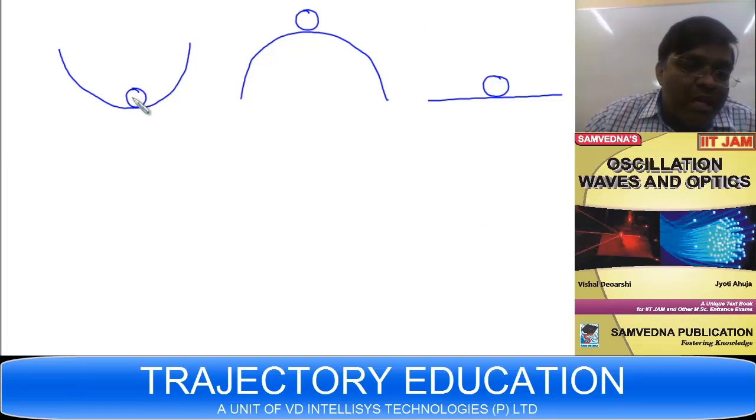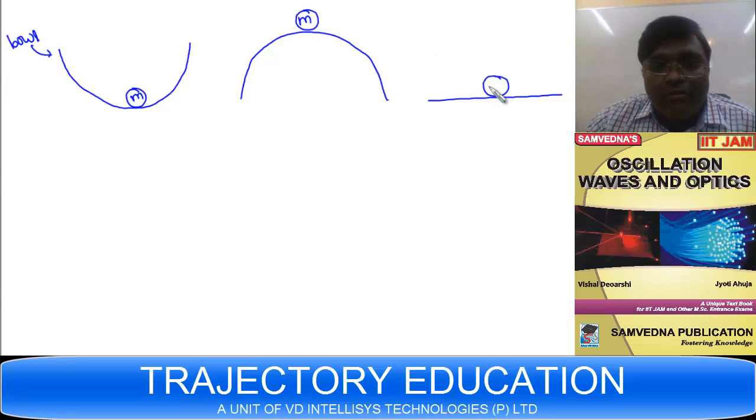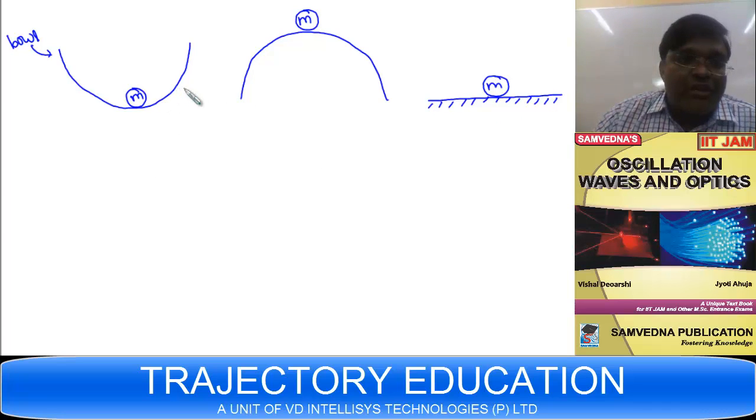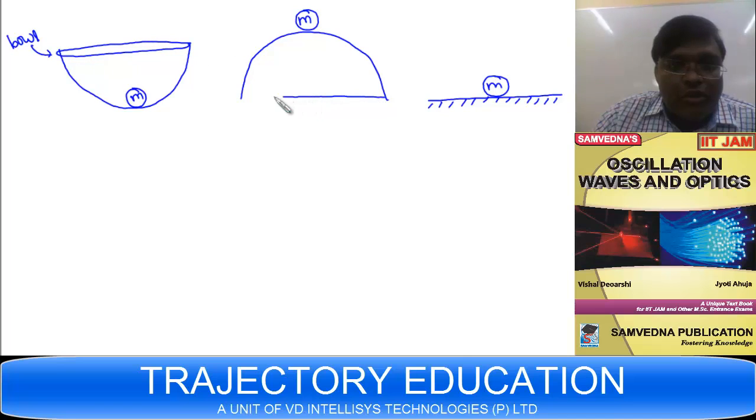See this case, you have a particle of mass m, say it is a ball, in the hemispherical bowl. This is a hemispherical bowl, and I inverted this bowl and put the mass over here, and then I put it on a plane surface. There are three cases. This is a bowl, not a ball. Something like this. It's an inverted bowl.